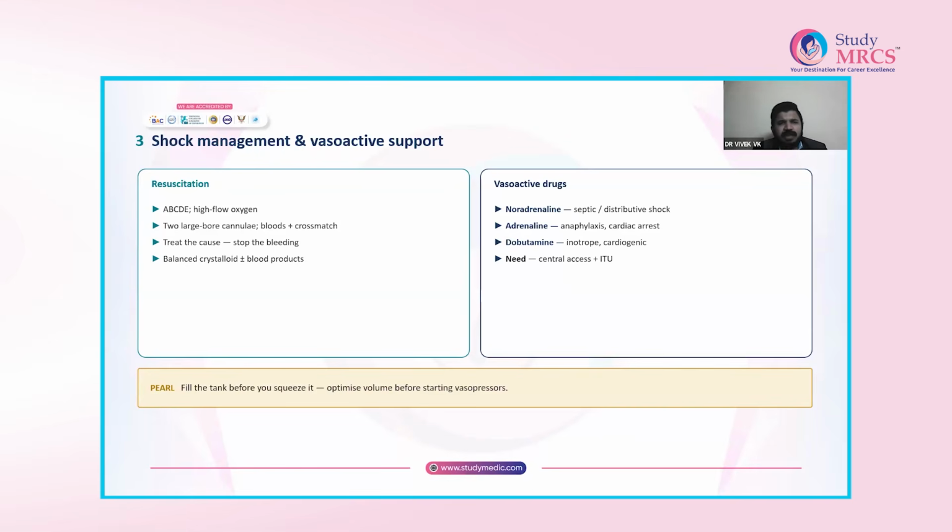You have to put 2 large bore intravenous cannulas. You have to take blood for cross matching. And along with that, you have to take blood for some lab tests. You can check the hemoglobin, the platelet. And treat the cause. That is, if the patient is bleeding, you have to stop the bleeding.